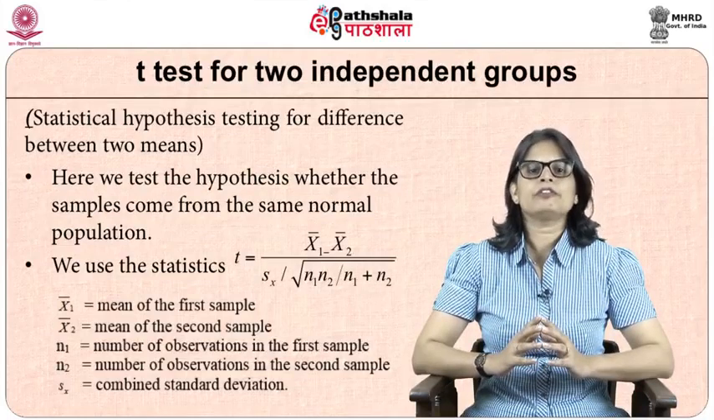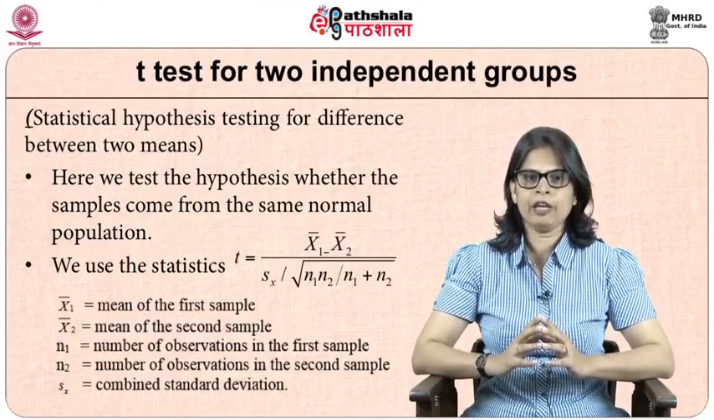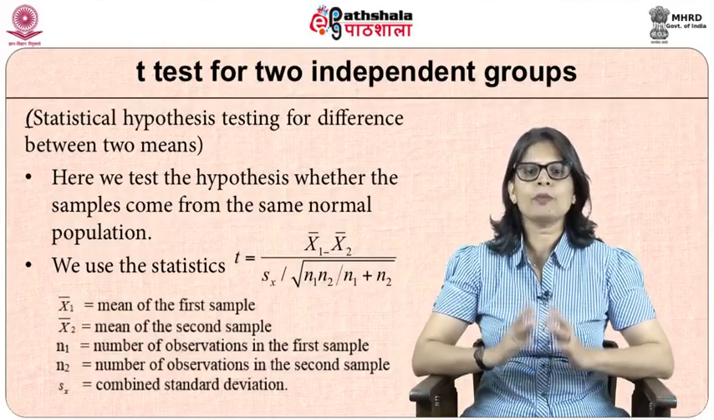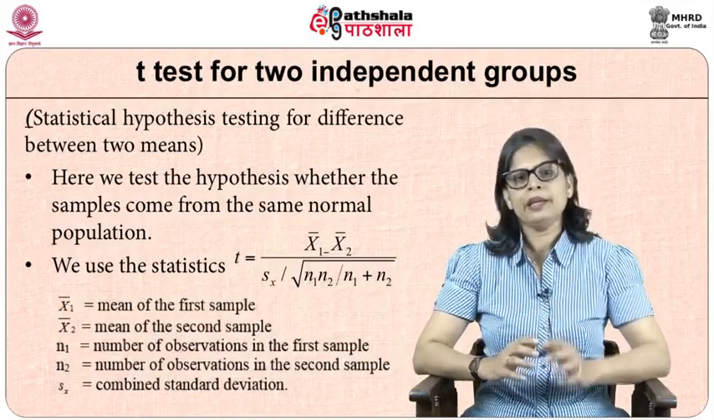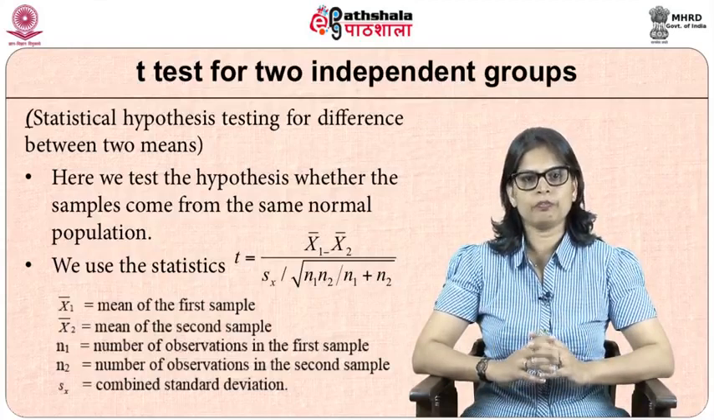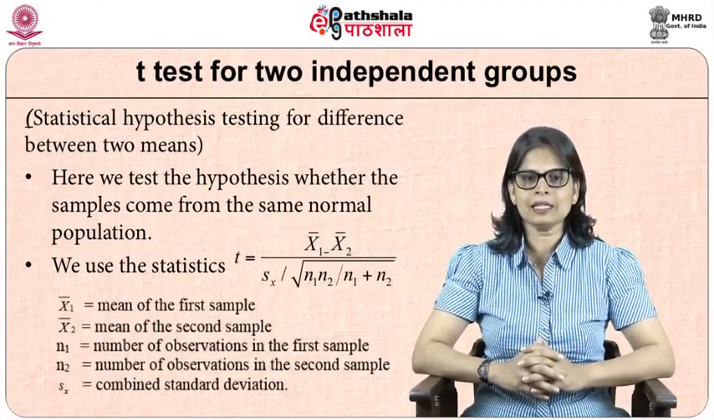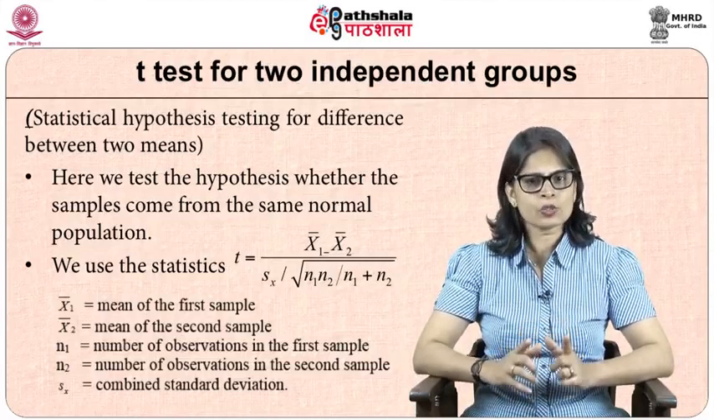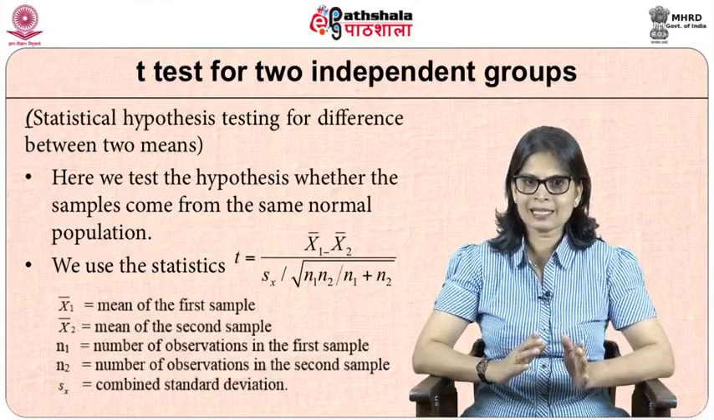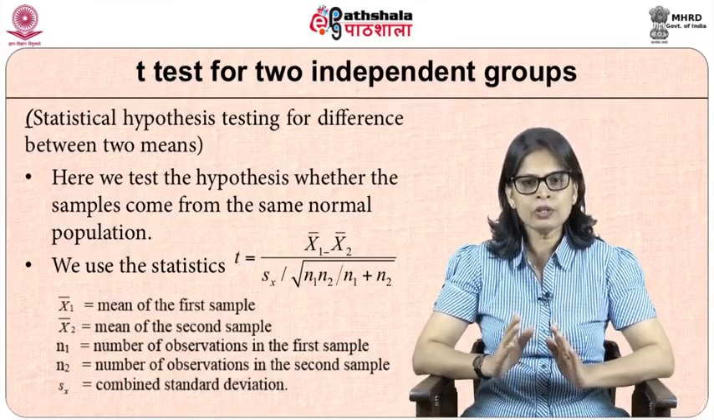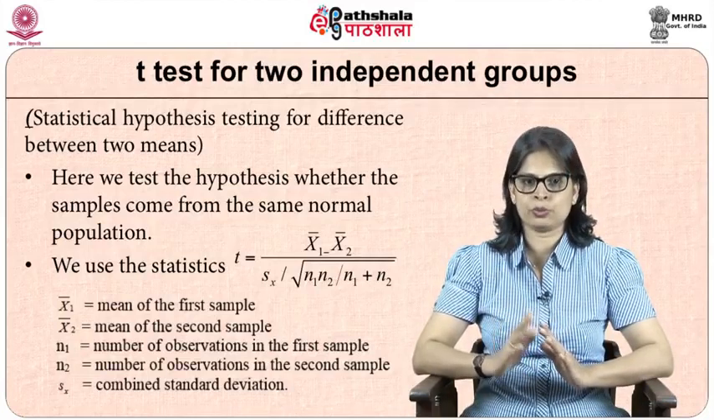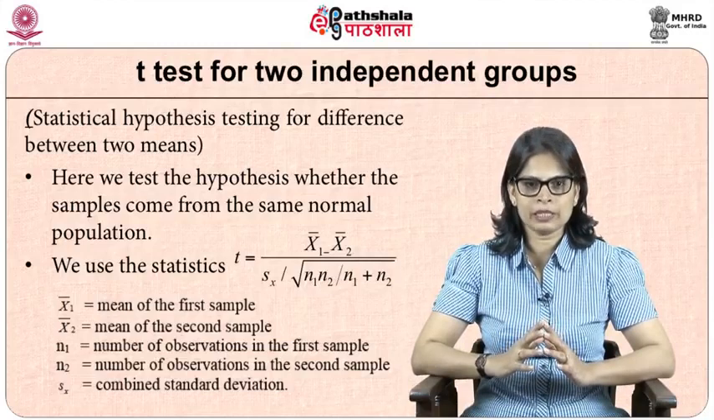For the t-test for two independent groups, where we test the difference between the two means, the samples come from the same normal population. Here, we test the hypothesis whether the samples come from the same normal population. For that, we make use of the statistic t equal to x1 bar minus x2 bar divided by small sx upon under root n1 n2 divided by n1 plus n2. Now, let us see what this all means.